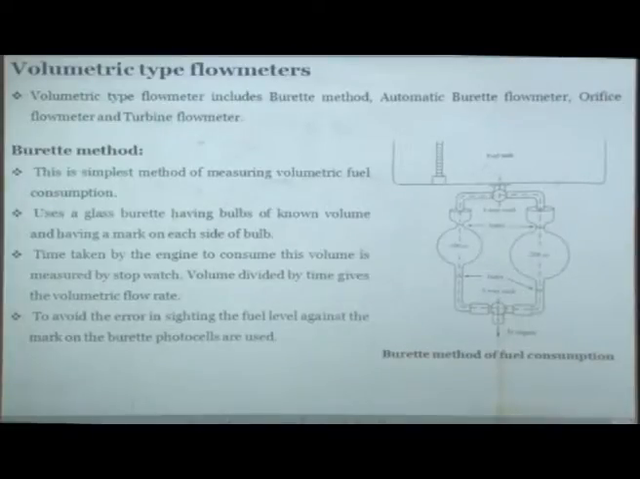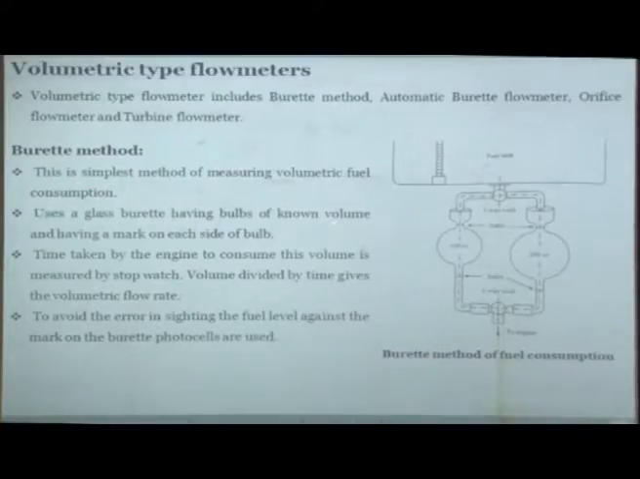Now, we should look at how do we do the measurement in volumetric manner and gravimetric manner. Volumetric manner, it is very simple. Simplest is burette method, and you can of course automate it. And then there are turbine type of flow meters. I will be discussing only these two. So, this burette method is very simple. It's one of the simplest methods of measuring the volumetric fuel consumption.